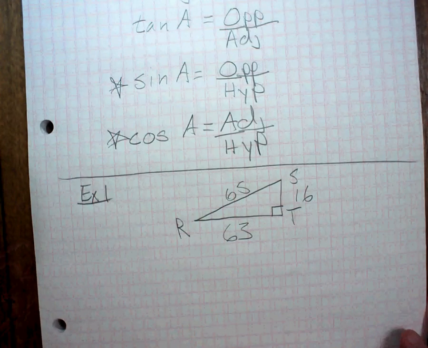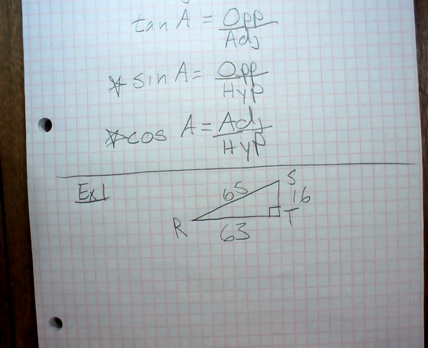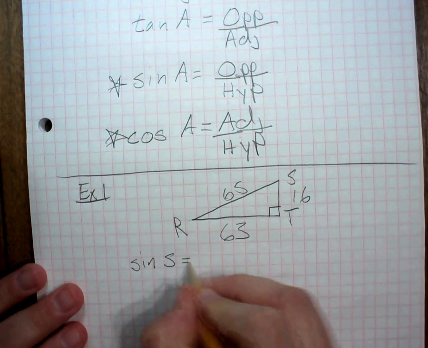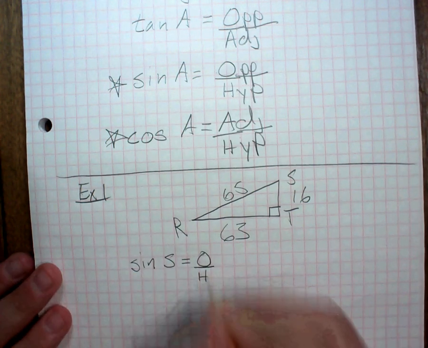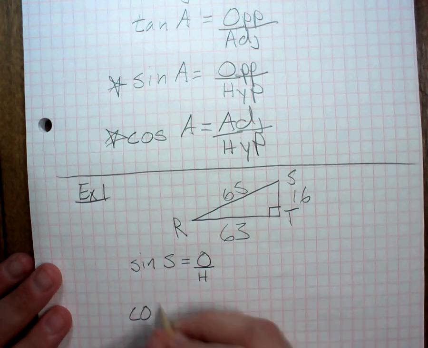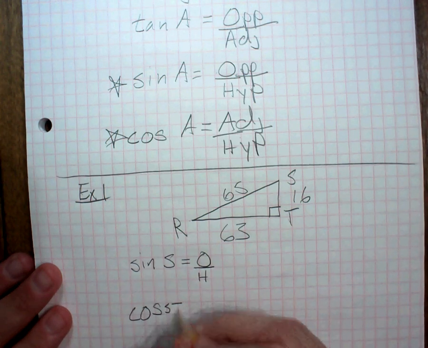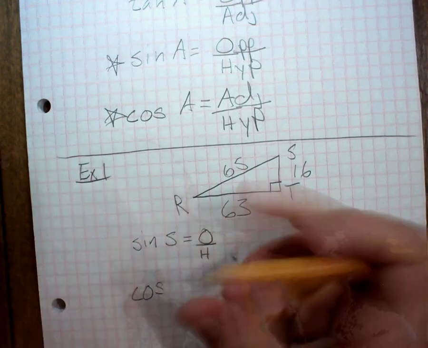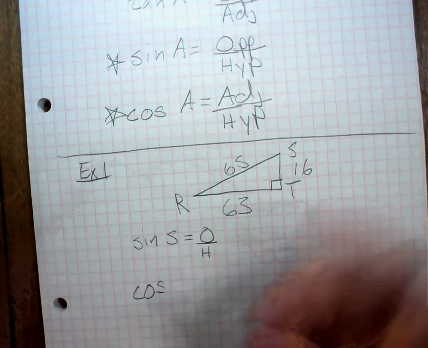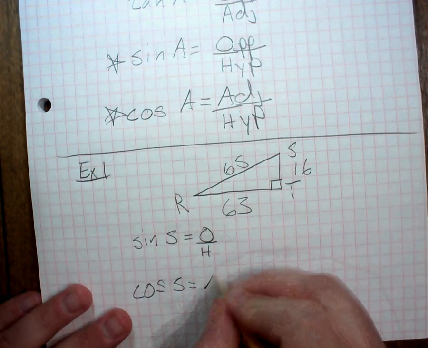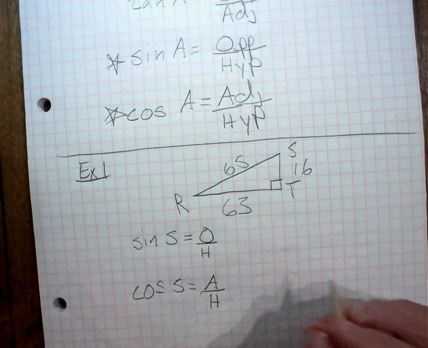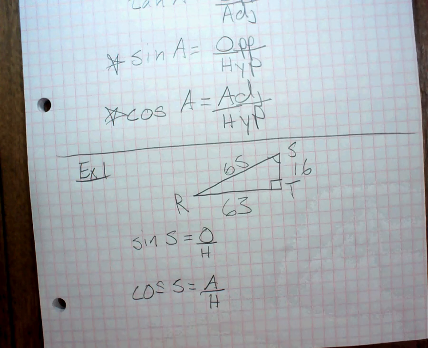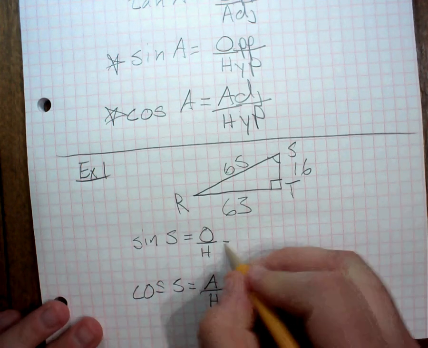Alright, so now if we look at example number 1, we're asked to find the sine of S and the cosine of S. So sine of S is equal to the opposite over the hypotenuse. Cosine of S is equal to the adjacent over the hypotenuse. So this is our angle S. And what we're looking for is the opposite of S.